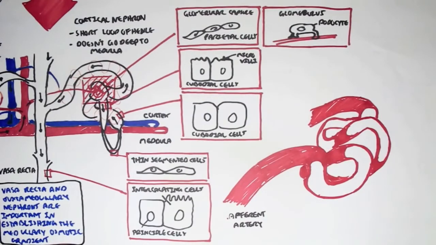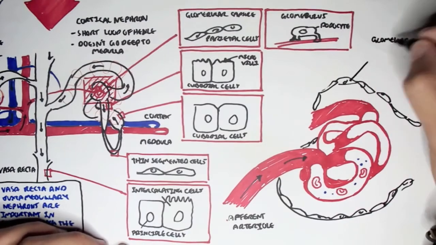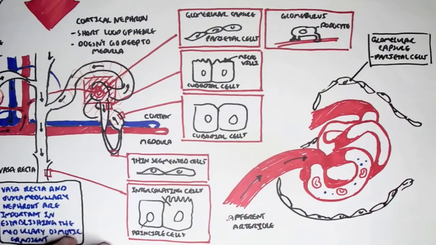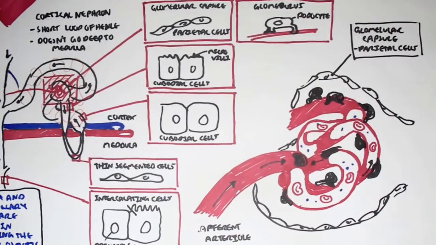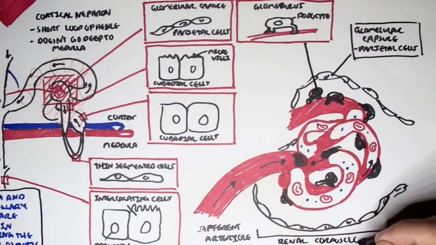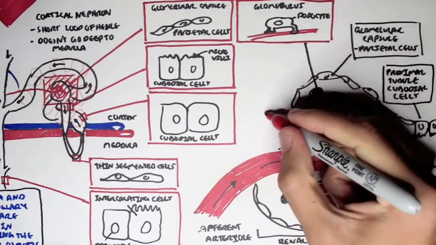The afferent arteriole brings in blood and other substances to form the glomerulus. And then surrounding it, we have the glomerular capsule made up of parietal cells here. And then these substances in the glomerulus will get filtered by these special cells called podocytes, which are on the basement membrane. And this area here is known as the renal corpuscle, where all this occurs. And then the renal corpuscle will filter all these substances and bring them towards the proximal convoluted tubules, which are made up of these cuboidal-like cells with microvilli on the top.